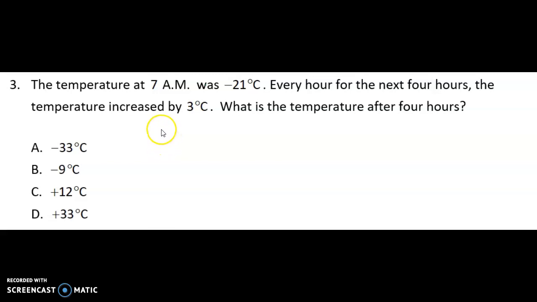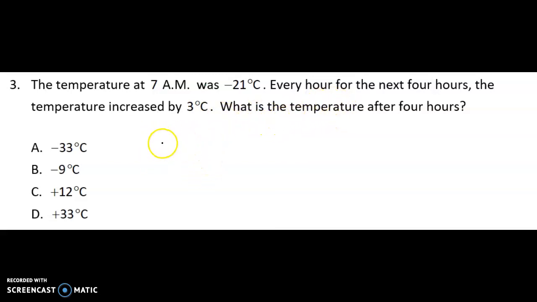In this question, we're told that the temperature at 7 a.m. was a negative 21 degrees Celsius. Then it says for every hour for the next 4 hours, the temperature increased by 3 degrees Celsius. So we want to know what the temperature is after those 4 hours.